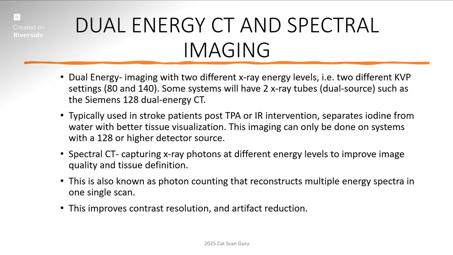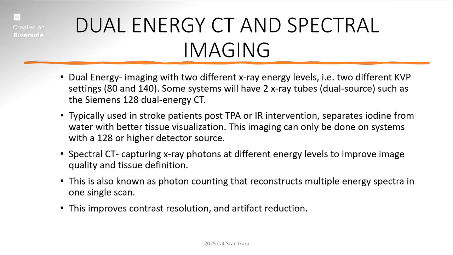Now, we have also evolved into dual energy and spectral CT. So dual energy is imaging with two different X-ray energies. What I'm talking about is you have two kVp settings, like 80 kVp and 140. There are some systems, such as the Siemens 128 dual energy CT, that have two X-ray tubes that rotate. One rotates one way, the other rotates the other way to make dual energy imaging possible. At my facility, we have two scanners that do dual energy scanning. So there are some CT machines that have the two X-ray tubes.